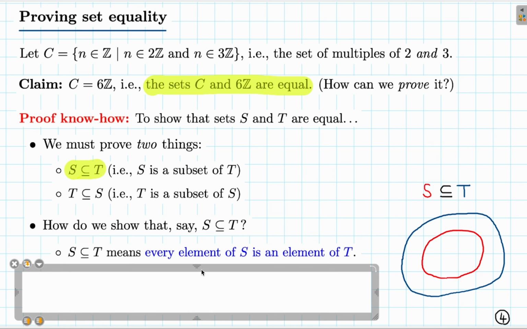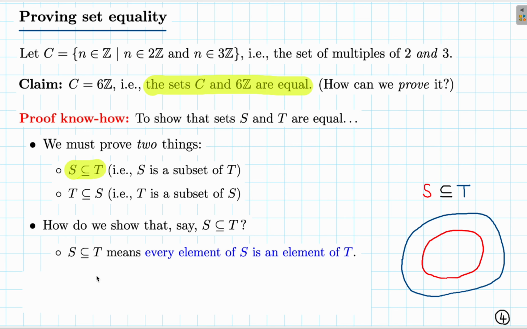Well, to say that S is a subset of T means every element of S must also be an element of T. Now, how do we write that as an implication? We like to write this as an implication because we know how to prove implications. Well, let's think.